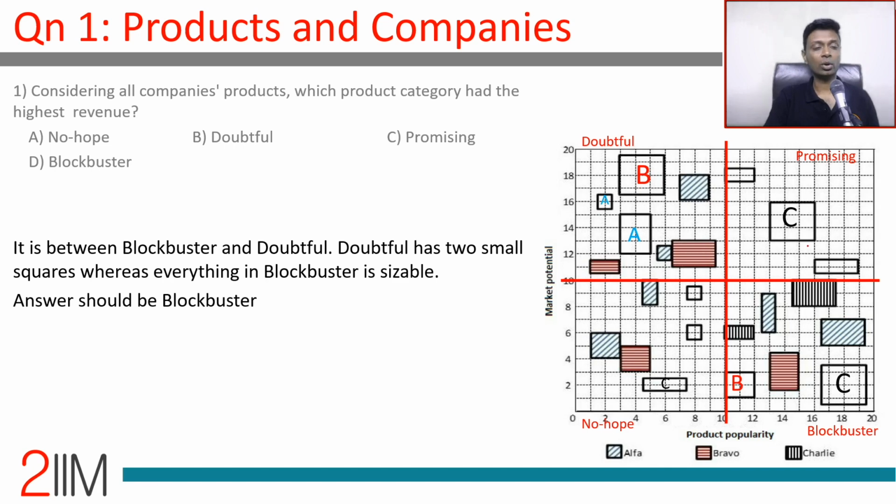Now let's go and look at the questions. Considering all companies' products, which product category had the highest revenue? Highest revenue. Look, this is not it. One big square, and then a bunch of things. That's not promising. Right? This is no big square. The big square amounts for 9. These amount for 4, 4, 1, 1, 8, 10, 13, 15. This is not it. It was to be one of these two, either doubtful or promising. We need to be specific here.